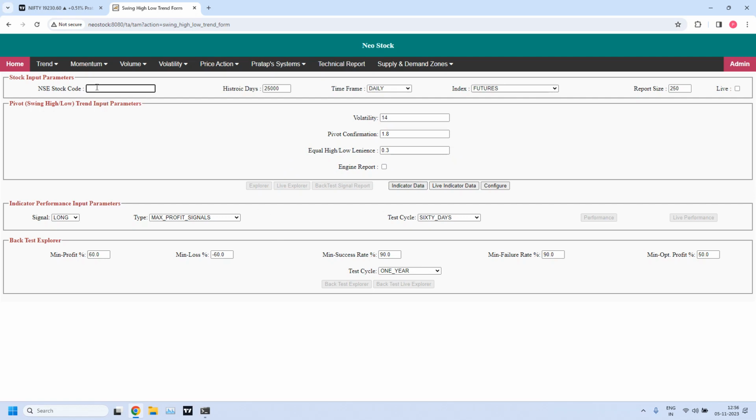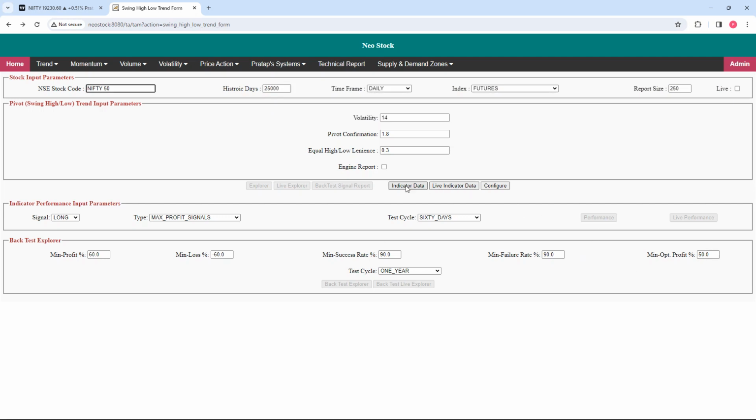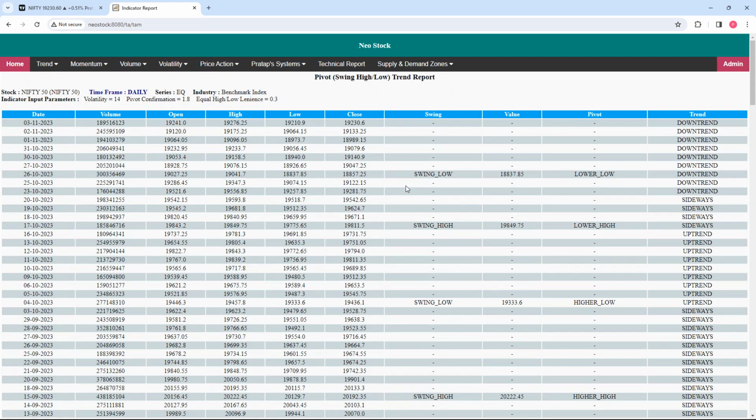What we do, let us select our stock name as Nifty, Nifty 50. We don't need to analyze 25,000 days of data. I think the last 250 days of data is more than enough, because this is a pure price action based concept. Last 250 days of data is enough. Let me click on indicator data. Now we got a Nifty 50 report.